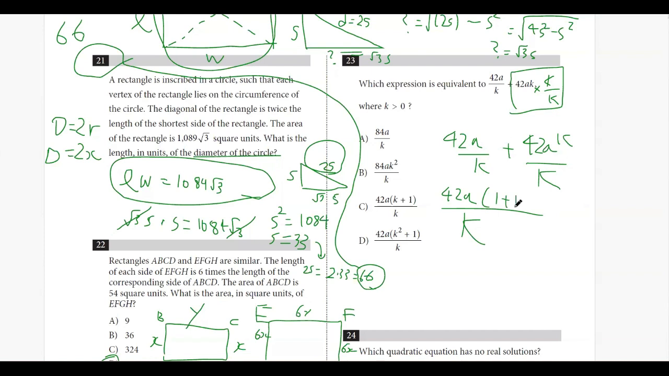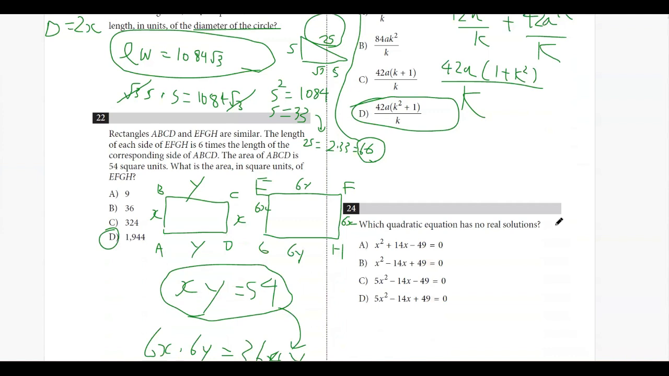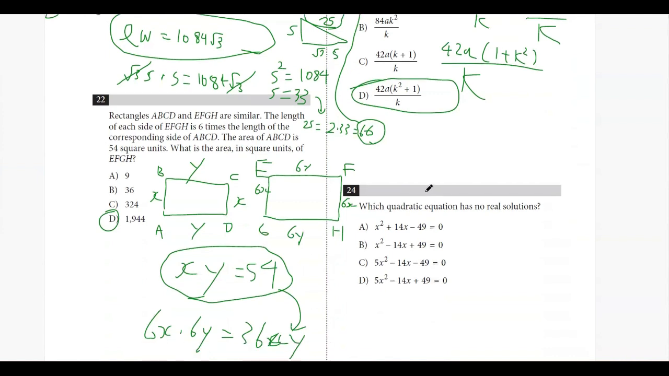So this becomes 1 plus. And as you can see, D has the correct form. So yeah, D is correct. Our equation has no real solutions. Just make sure that this relation is satisfied.